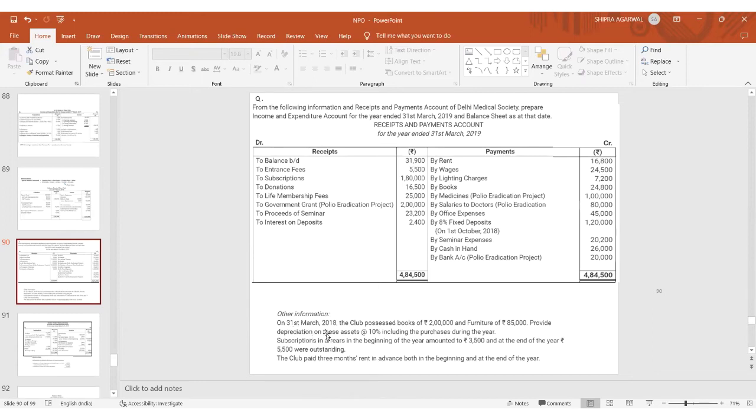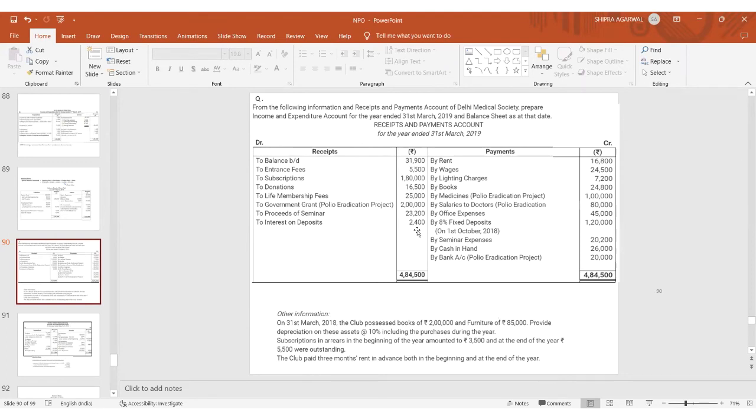On 31st March 2018, the club possessed books of rupees 2 lakhs, furniture 85,000. Provide depreciation on these assets at the rate of 10%, including the purchase during the year. Subscription in arrears in the beginning of the year amounted to 3,500 and at the end of the year 5,500 were outstanding. The club paid 3 months rent in advance, both in the beginning and at the end of the year.